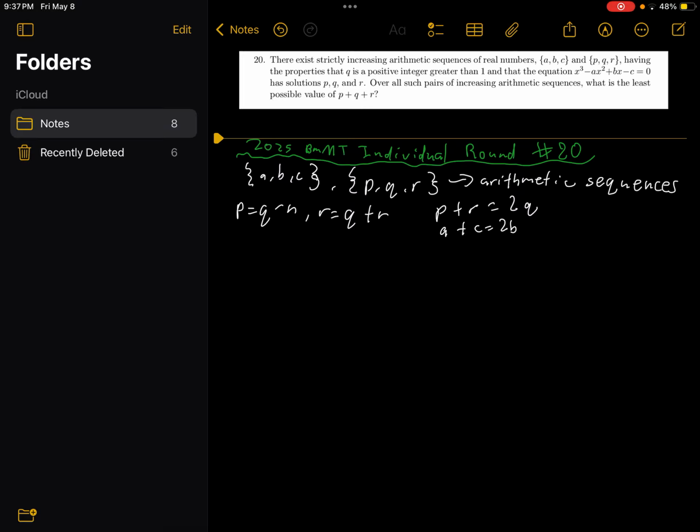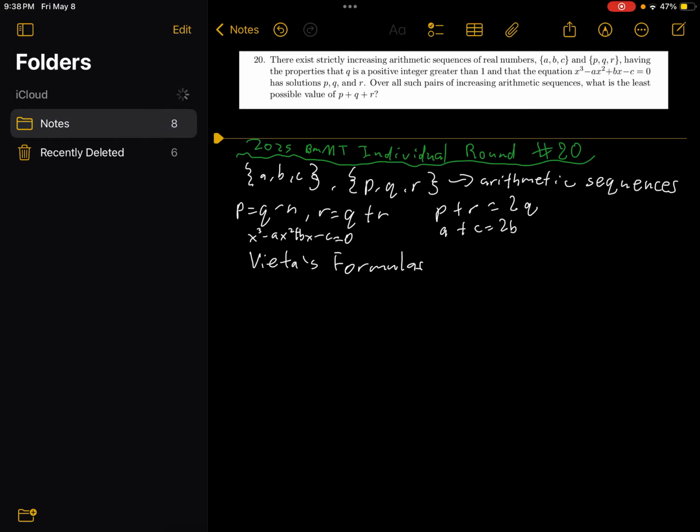After that, it also says that p, q, r are the roots of the polynomial x cubed minus 8x squared plus bx minus c equals 0. Because there are roots, this triggers us to use Vieta's formulas. This is one of the most important tools in polynomials for competition math. If you don't know these, then you should really learn them, or you should just continue watching my video.